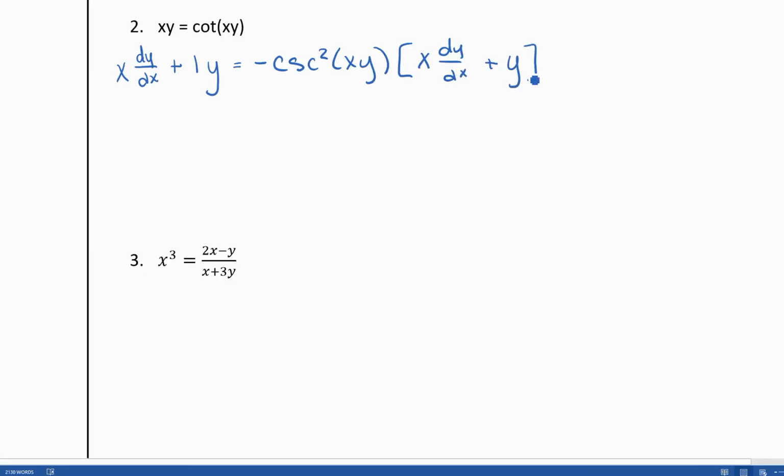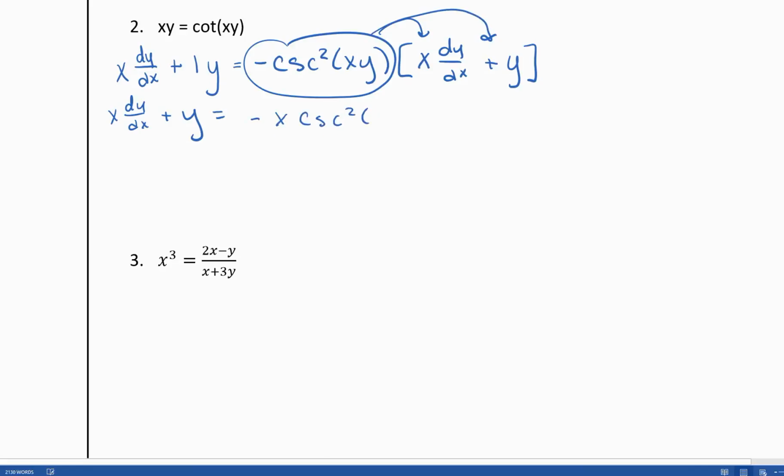Okay, so my first step on the left-hand side, that 1 is not necessary, so I'll just write that as y. And here I need to distribute negative cosecant squared of xy to both terms. So I'll write it as negative x cosecant squared of xy dy/dx, then minus y cosecant squared of xy.